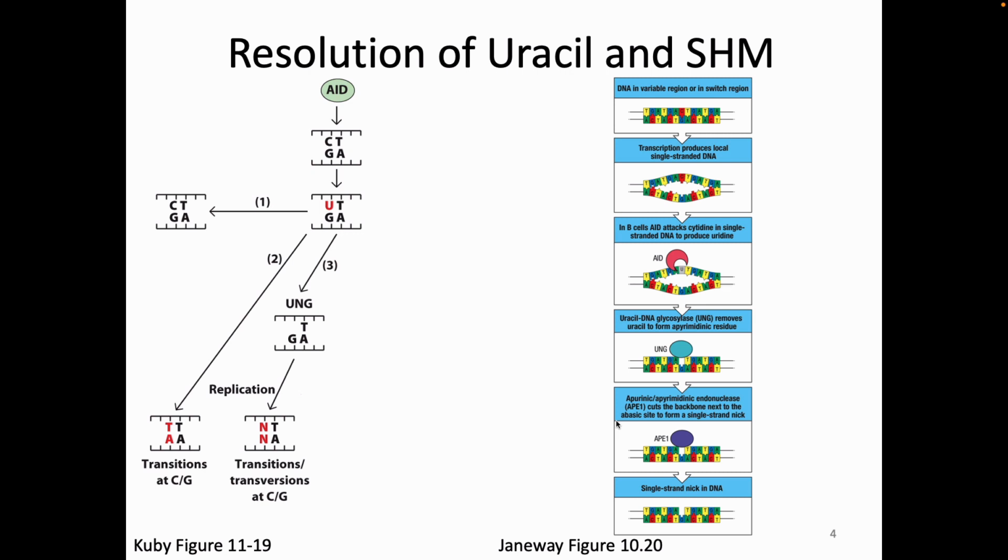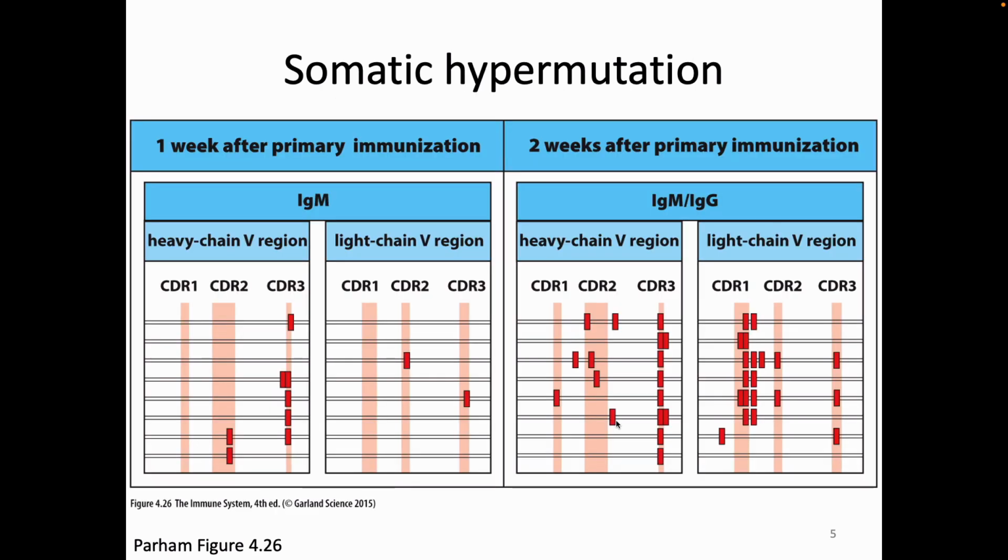You can see this in this figure from the textbook as well. What was a C becomes a U, thanks to AID. And then we have to deal with this open site and get a new base pair in there as part of our repair. This is specifically happening at the variable section of the heavy and light chain. And in fact, it's really happening mostly at C base pairs in the complementarity determining regions.